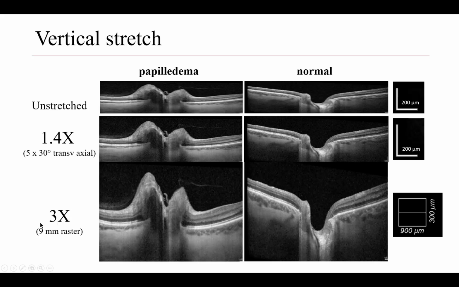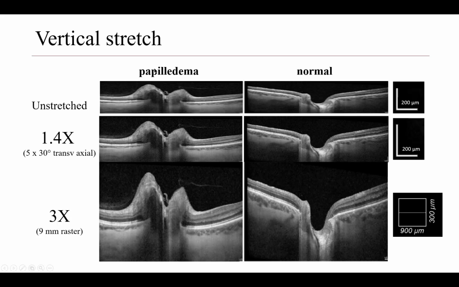Many of the devices out on the market will, as a default, provide you with a vertically stretched image, which can be quite useful and help you interpret some of the images. However, you need to be aware of the degree of vertical magnification, because that might impact the appearance of the scan and possibly alter your interpretation.